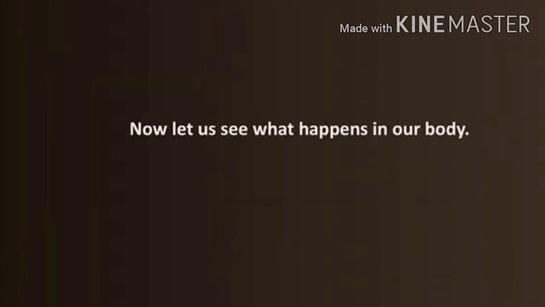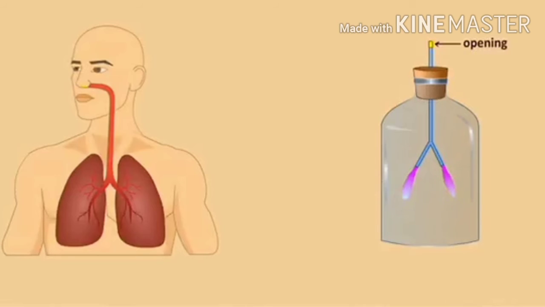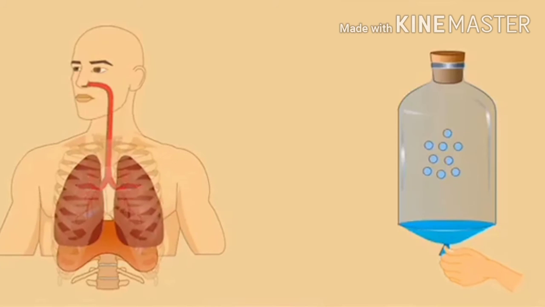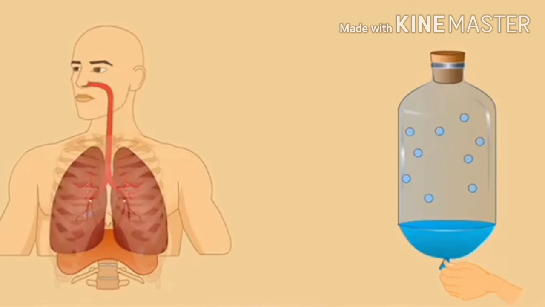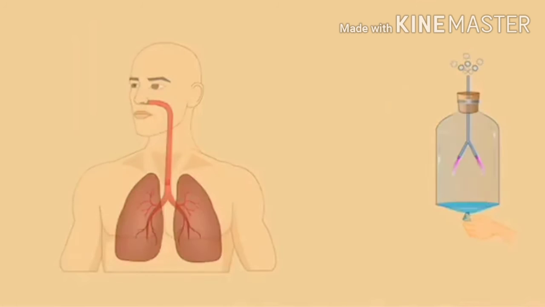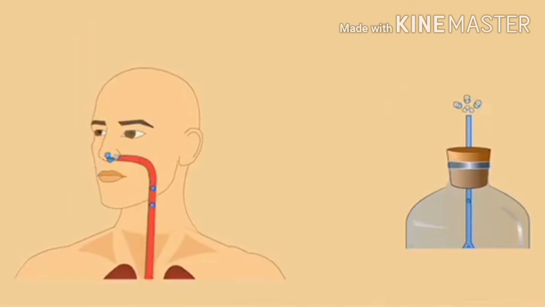So now let us see what happens in our body during breathing. The opening of the tube outside the bottle is the opening in the nose, which we call the nostrils. When the diaphragm goes down, it makes the chest cavity larger, in the same manner as when we pull the rubber sheet and the space inside the bottle increases. So the oxygen-rich air from outside enters the windpipe through the nostrils, just like what we saw in the experiment.